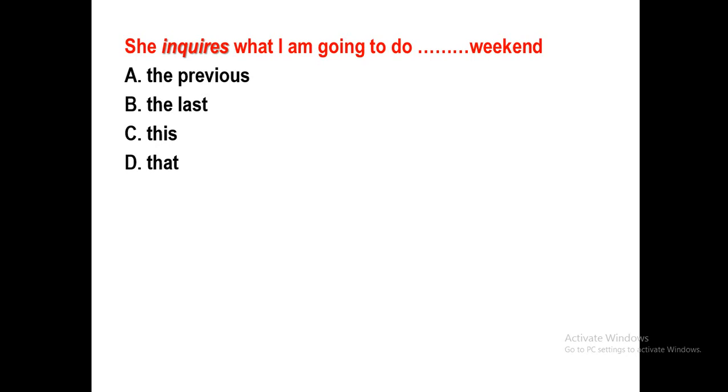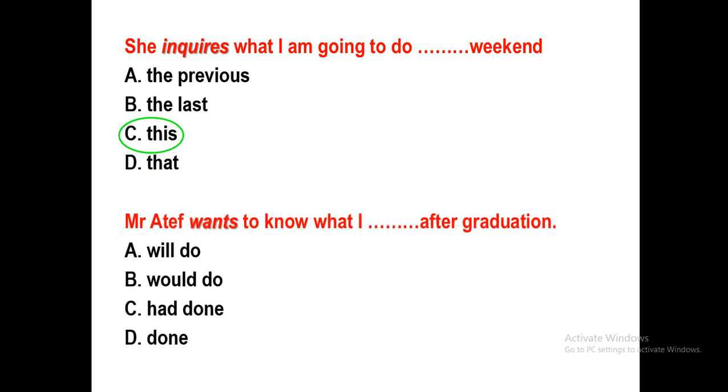She inquires what I am going to do space weekend. So here we've got the verb inquires in the present, so we do not go down a step or change anything in the sentence. So it's gonna be she inquires what I'm going to do this weekend. Mr. Atif wants to know what I space after graduation. Again, we have wants, the verb in the present, so we do not do any changes. So it's gonna be will do.